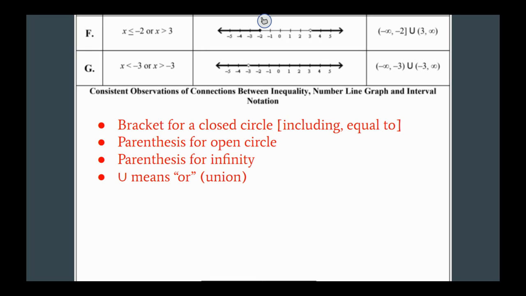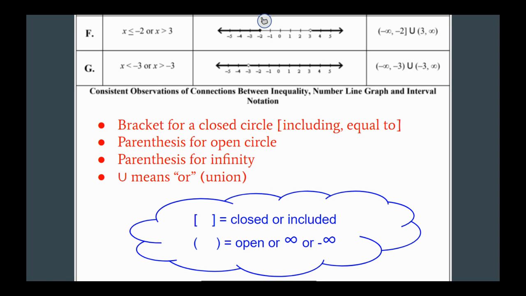So this is what we just talked about. A bracket for a closed circle, including equal to. A parenthesis for an open circle. If it's an infinity, it's also going to be a parenthesis. And then U means or, union. So the brackets mean closed or included. The parentheses mean it's open, not included, infinity or negative infinity.